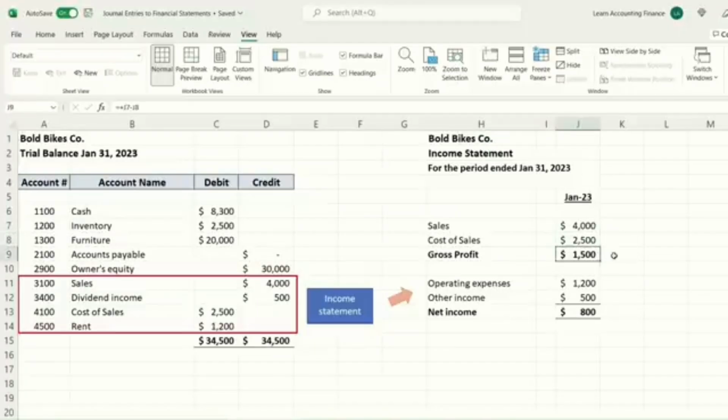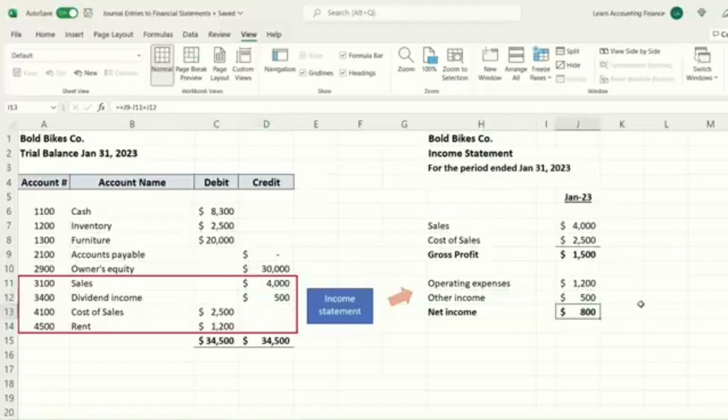So gross profit is really the amount of money that we earned on a net basis after deducting the cost of selling a product. So gross profit is strictly related with the product itself. And then if you add other expenses, operating expenses, and other income, then you get to net income, right? In our case, the operating expenses were $1,200, which is really only rent in this case. And then other income reflects the dividend income that the company received of $500.